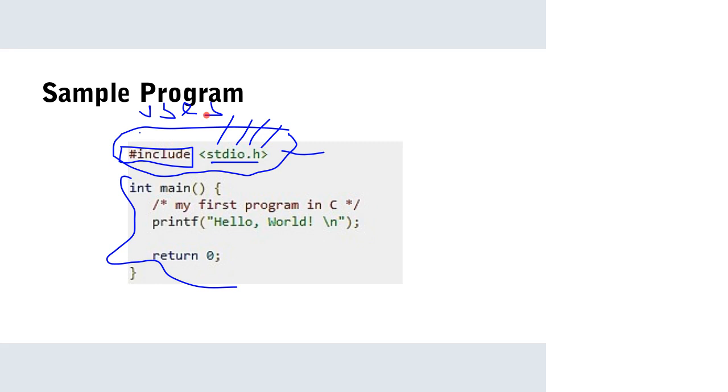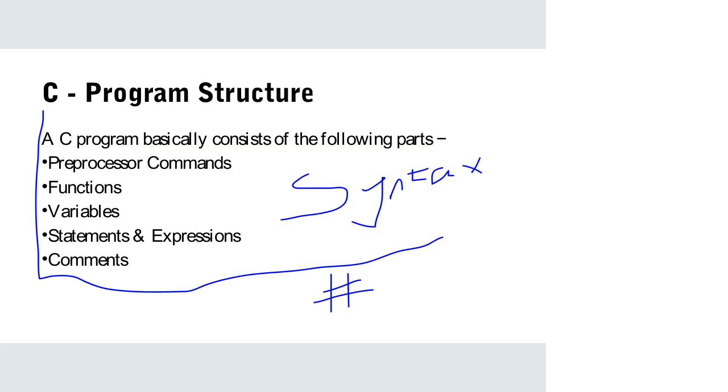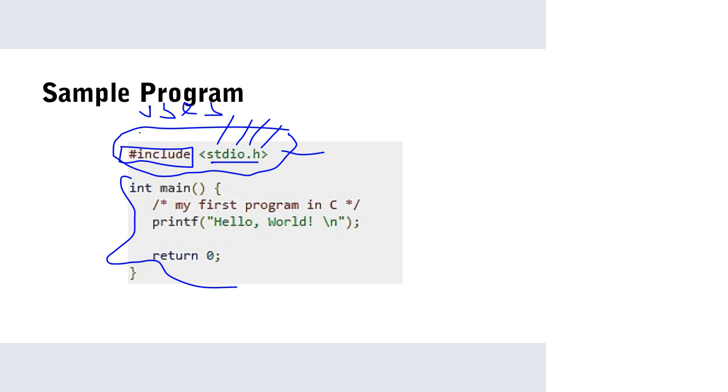What is missing in this program is we don't have variables. We have a statement, though we don't have expressions. Our comment is here: My first program in C.